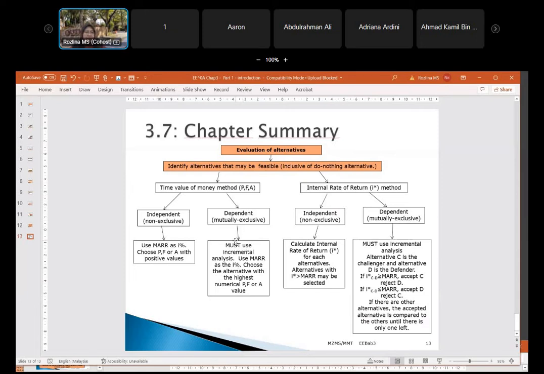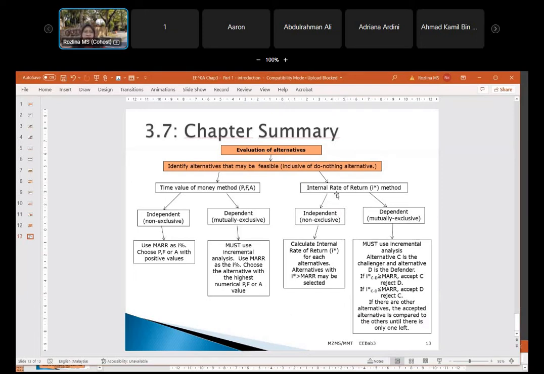Okay, dependent. This one you have to compare. Must use incremental analysis. Use MARR as the i%. Choose the alternative with the highest numerical P or F or A. You can choose whether to use P, F or A, but must be consistent. If you choose P, you have to compare all the P's. If you like to use F, you have to compare all the F and also A.